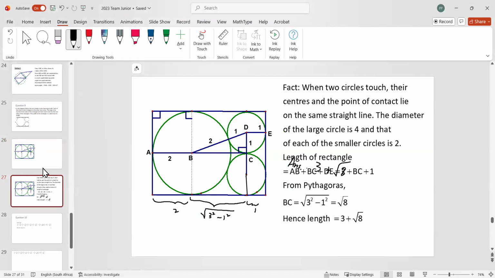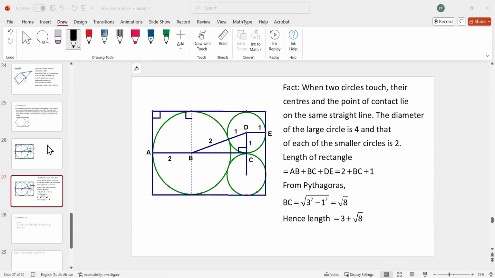So you can see right at the bottom, I've got hence the length is equal to the square root of 8. There's not so much calculation, but there's a lot of discussion around this. We have to justify why all these lines go through these points of contact. Okay. So that actually takes us to the last problem.